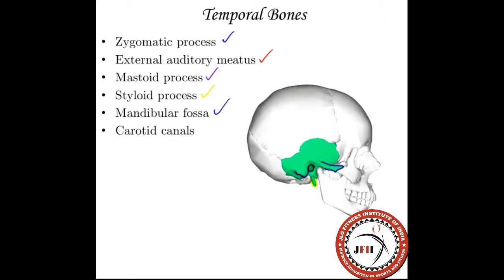And one of the other ones I want to mention is the carotid canals. Those are hard to see from this particular image, but the carotid arteries that feed your brain with blood every second of every day go through the temporal bones to get up to the brain.